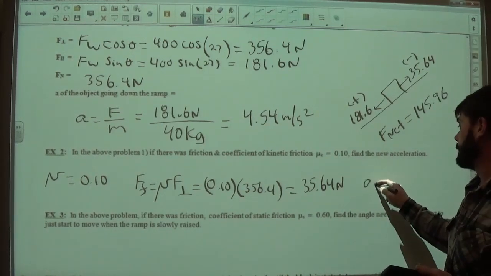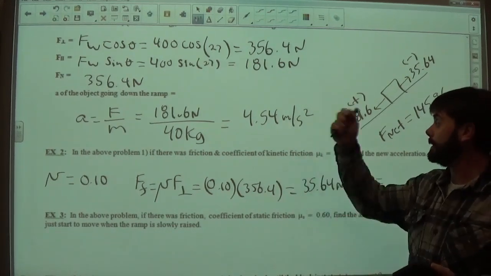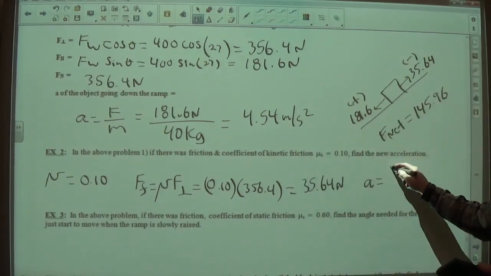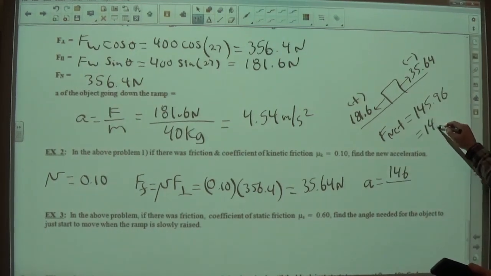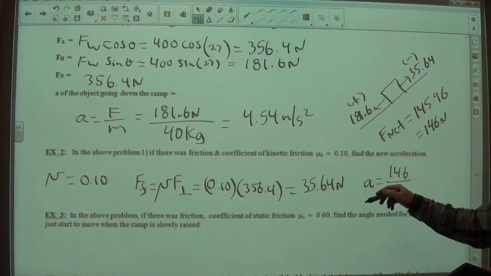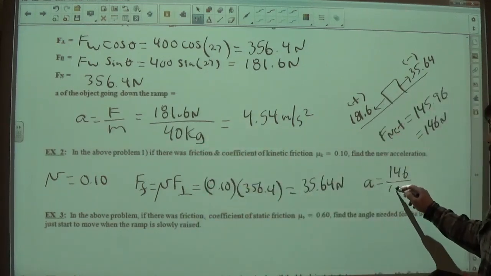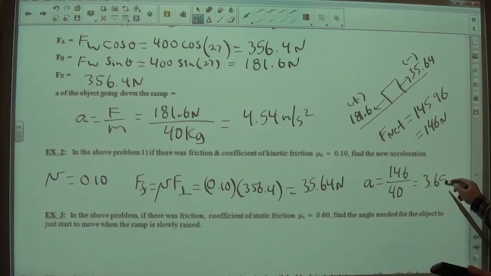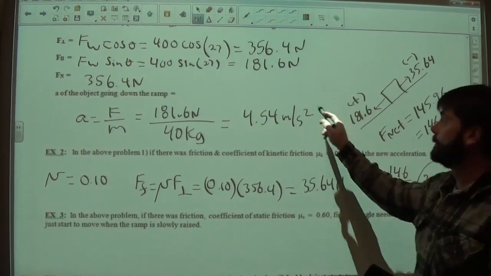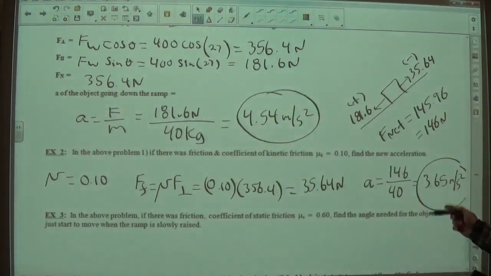This gives me a net force of 145.96. So to figure out our acceleration here, we do the net force, which is less than our previous problem. I'll round this to 146. That's the net force we have, and then the mass from the previous problem is the same thing, mass doesn't change, it's still 40 kilograms. So I'm going to do 146 divided by 40, and this gives me 3.65 meters per second squared, with a coefficient of friction equal to 0.10 instead of no friction.